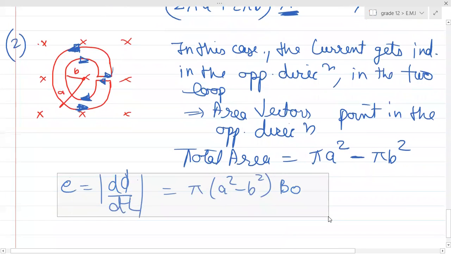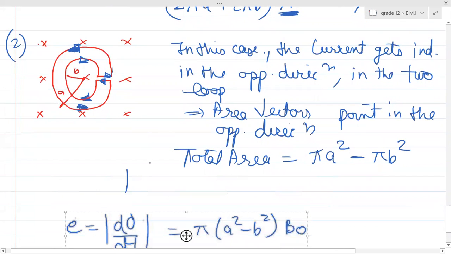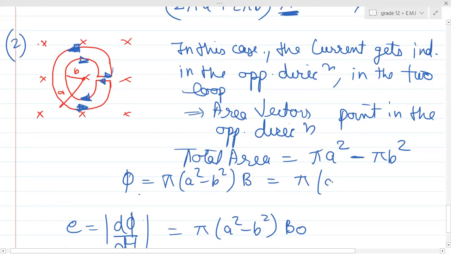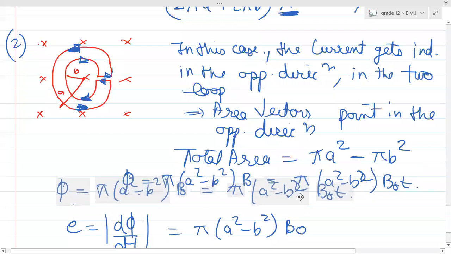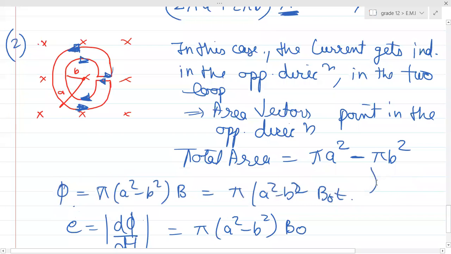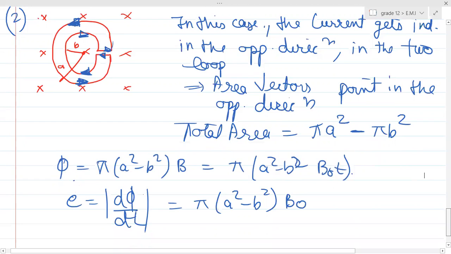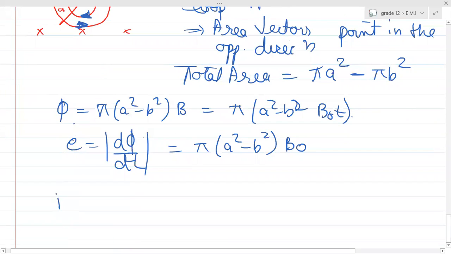If you are still not comfortable with this, first calculate the flux. Phi will be equal to pi (a square minus b square) into B naught. Guys, go through whatever numericals we are going to do, because those will be your foundation for electromagnetic induction. See the process we follow: find out phi, differentiate that phi with respect to time, and automatically get E. And once you get E, you can get I very easily. I is nothing but E by R.